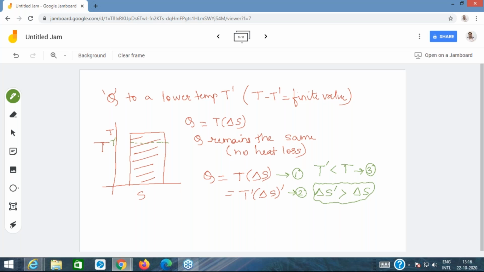Now if you look at expressions 1 and 2, expression 1 is Q equal to T into delta S. That is the significance of the temperature entropy diagram: the area under it gives you the heat transfer. So Q equal to T into delta S is equation 1, and Q equal to T dash into delta S dash is equation 2. And we know that T dash is less than T. Looking at it mathematically, it becomes obvious that delta S dash has to be greater than delta S. Yes, okay. So Ganesh, is this clear to you now? Ganesh, correct?